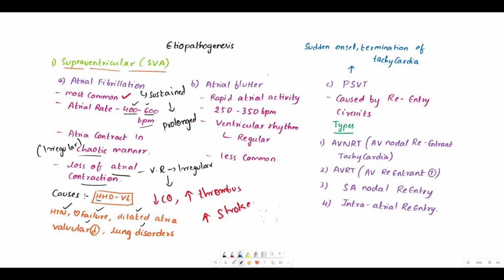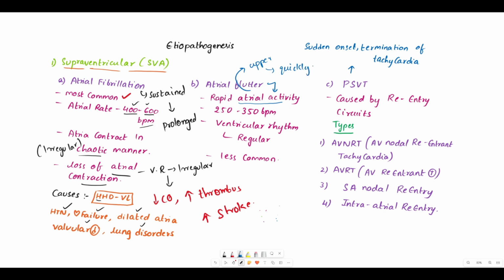Coming to the second one, atrial flutter. In atrial flutter, there will be rapid atrial activity. So what is rapid atrial activity? Atria are simply the upper chambers of the heart. So the upper chambers of the heart will be producing electrical impulses very quickly.